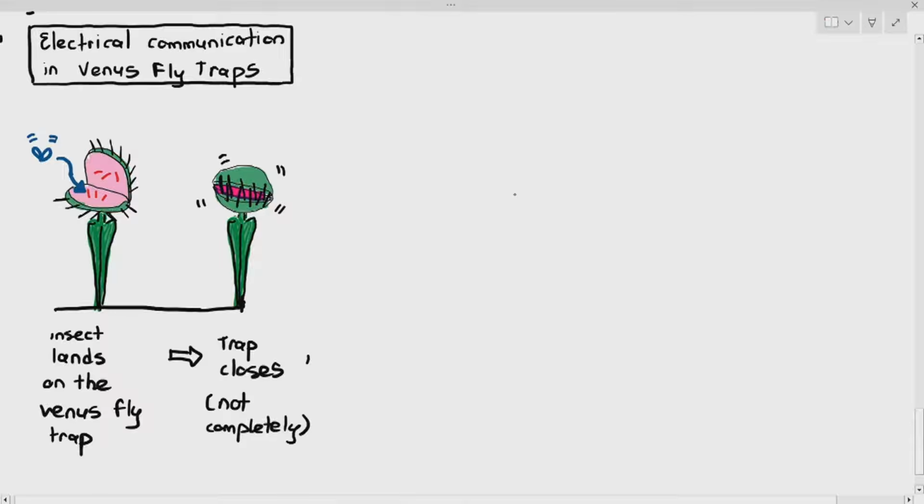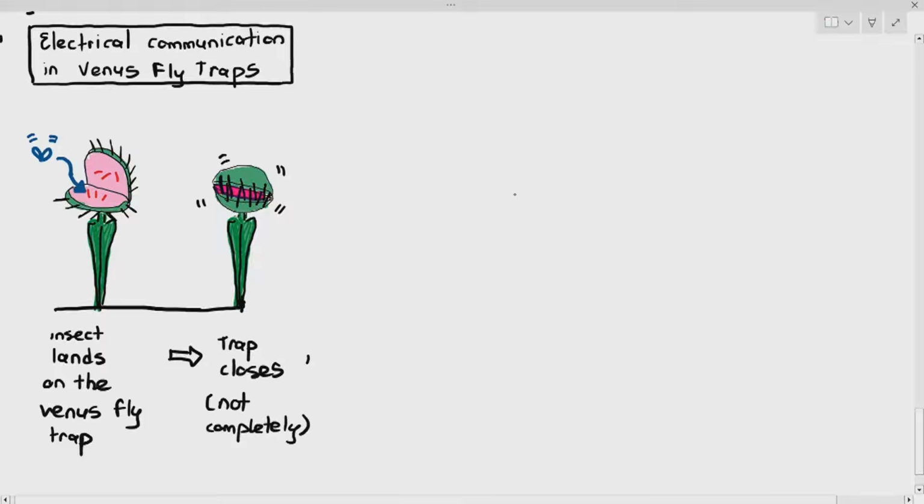So, remember, the first thing that needs to happen is the insect must land on the Venus flytrap, and the trap must instantly close, although it must not close completely. Okay, so you can see that at the middle there's a bit of gap. It allows for a bit of gap. Now, some students will immediately ask me the question, shouldn't it actually close completely? Because it might allow the insects to escape. So there is a reason for that. So don't worry, I'm going to explain all that in due time.